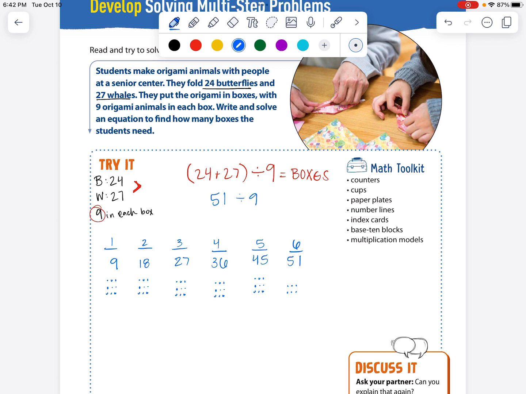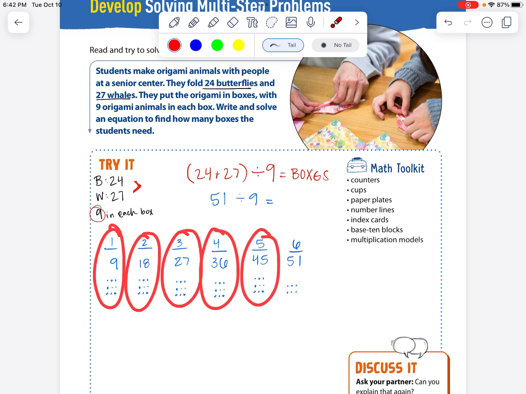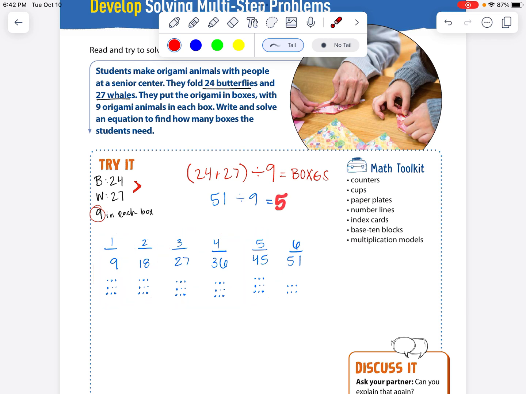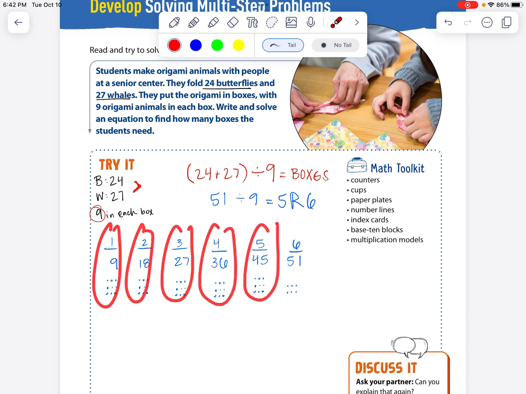So our answer to this original equation we have right here would be 1, 2, 3, 4, 5. Then we use a big R that stands for remainder of 6. There's 6 left over. Here's the thing. There are 6 left over, but how many boxes do we need? Because these 6 still need a home. That means we need this many boxes.